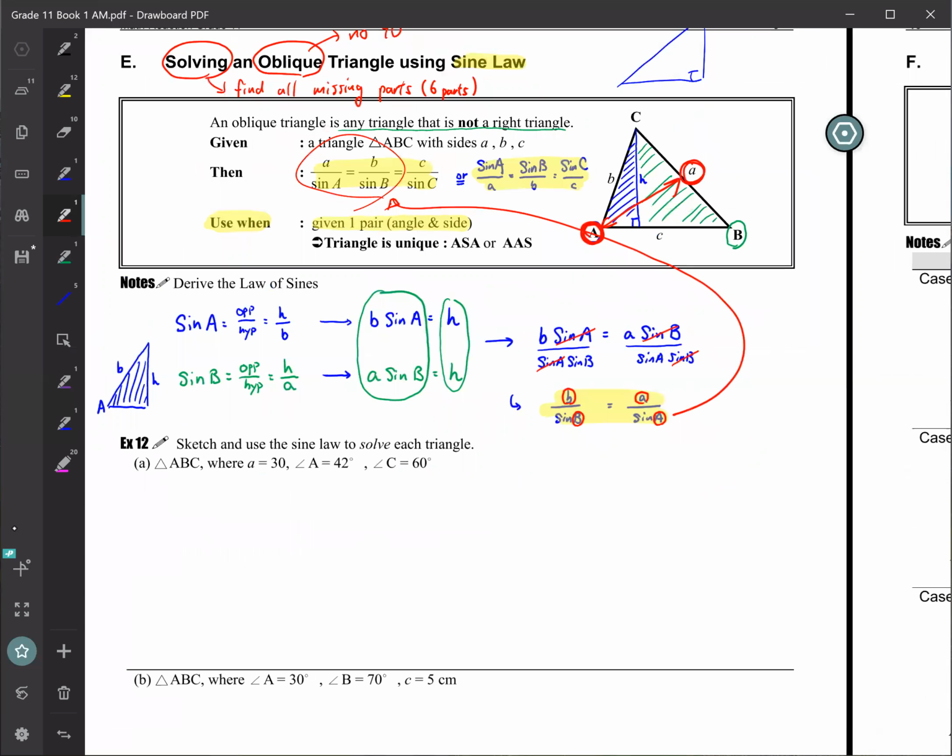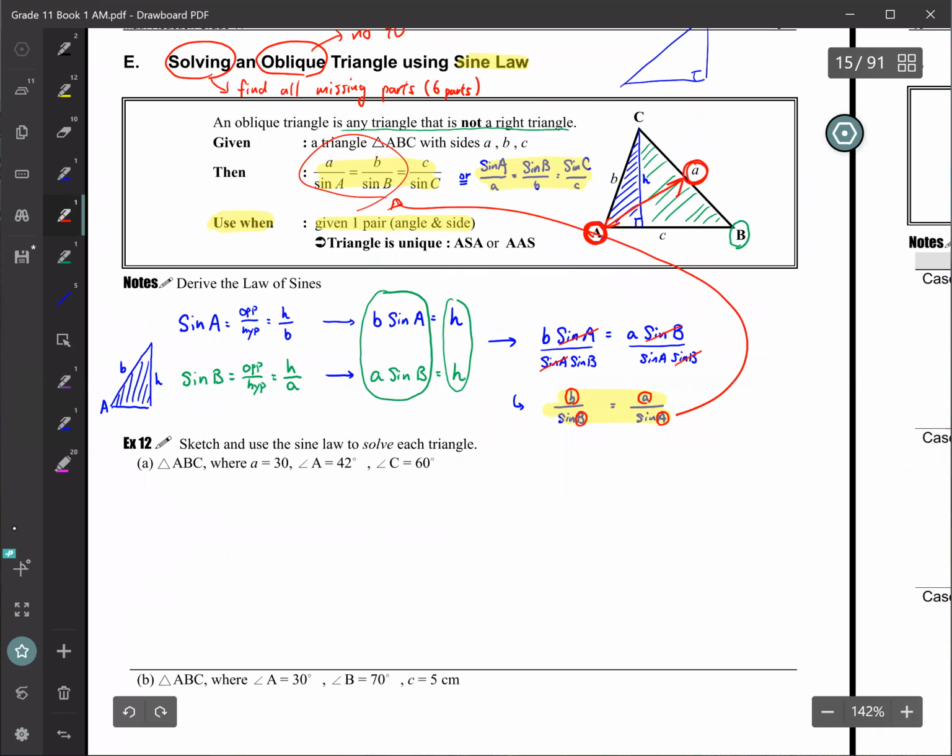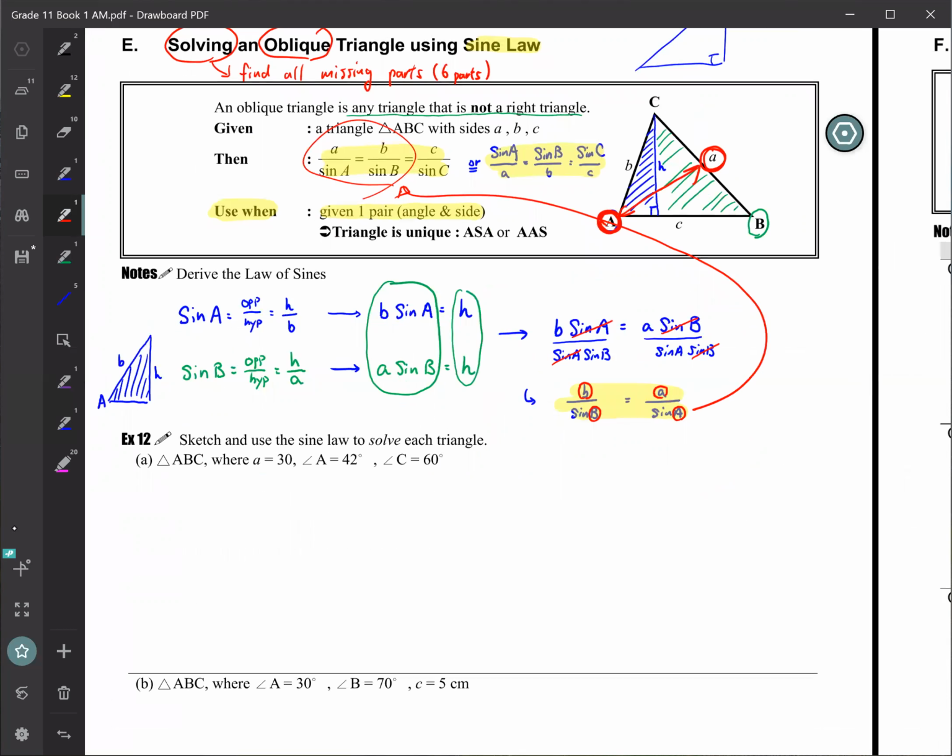Okay, any question about the sine law so far? Can you raise your hand before we try the questions? Okay, if you're okay, can you raise your hand?